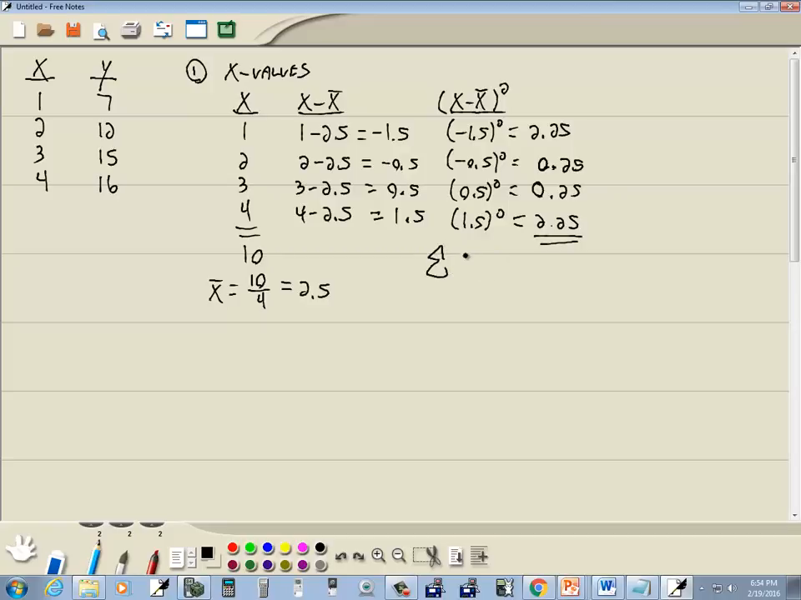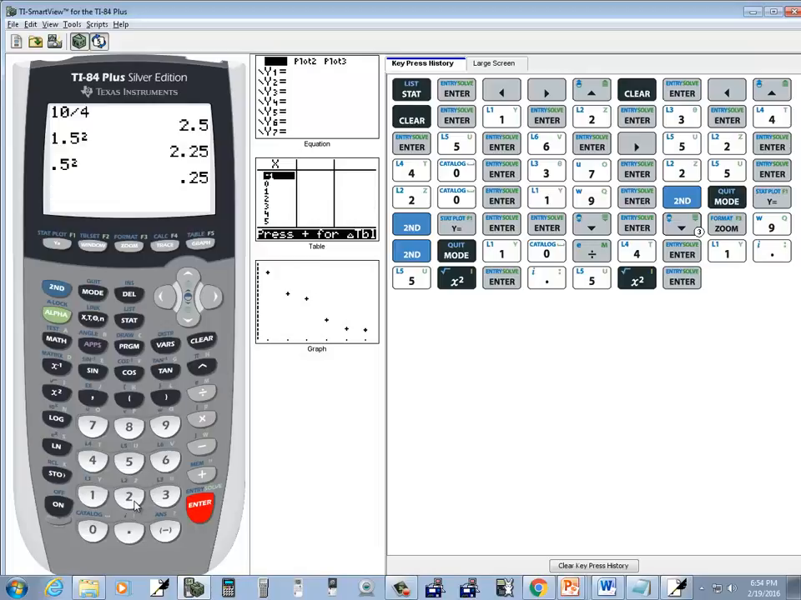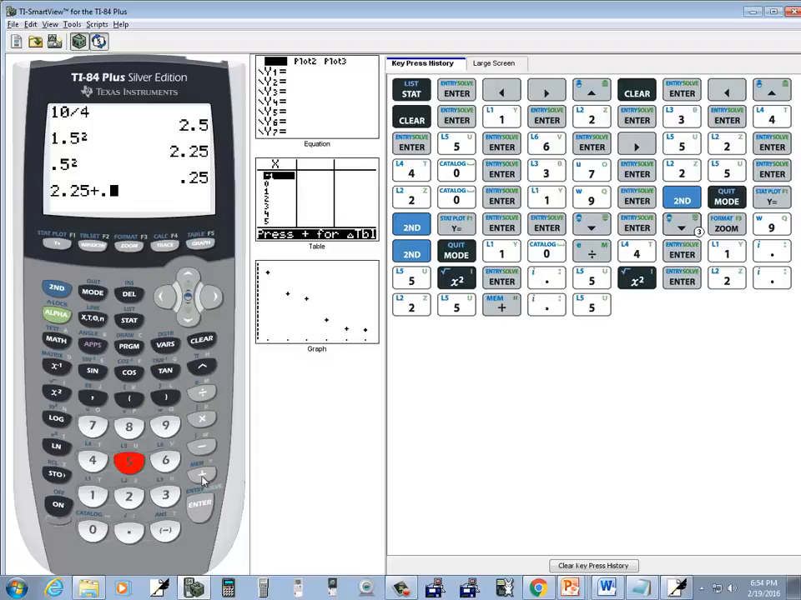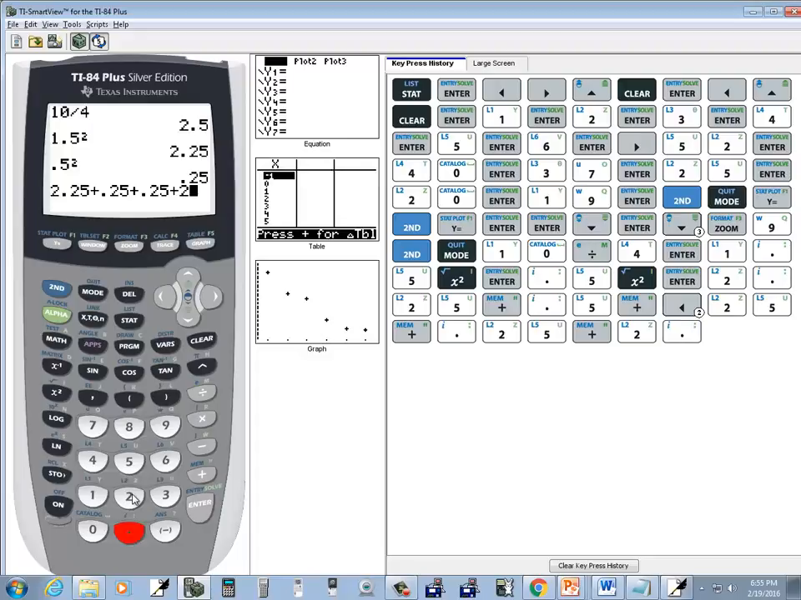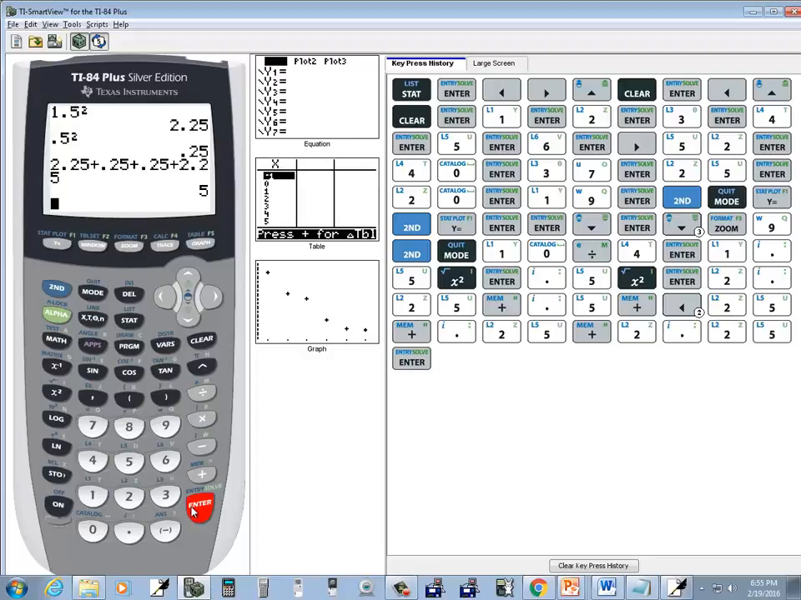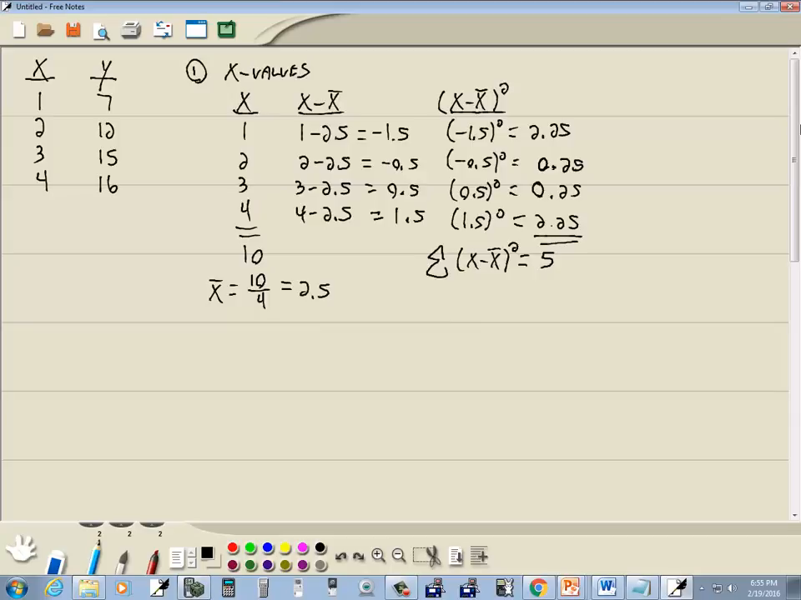Now we want to add these together. I think it's 5. Well, let's see for sure. 2.25 plus 0.25 plus 0.25 plus 2.25 is 5. Okay. So then we're ready to find s.